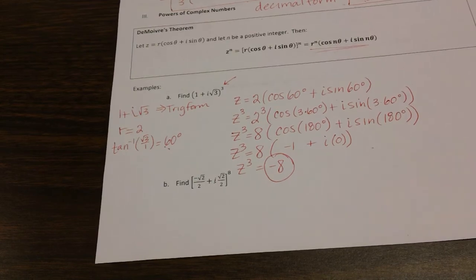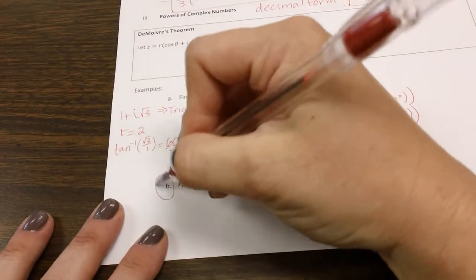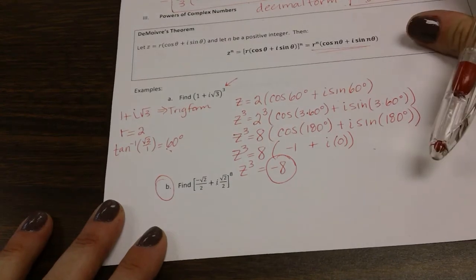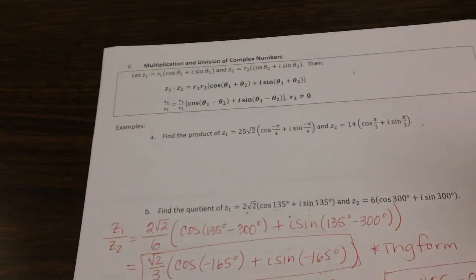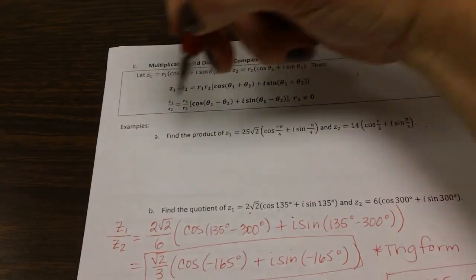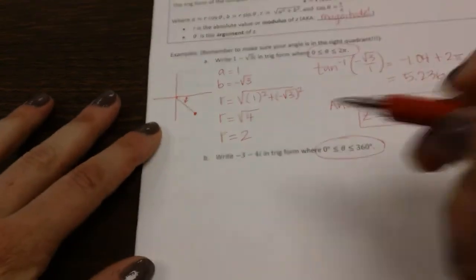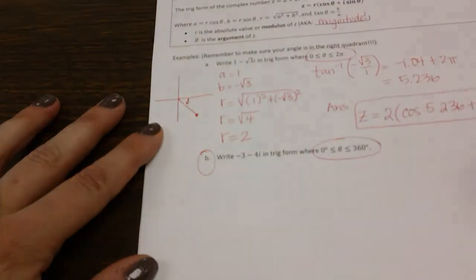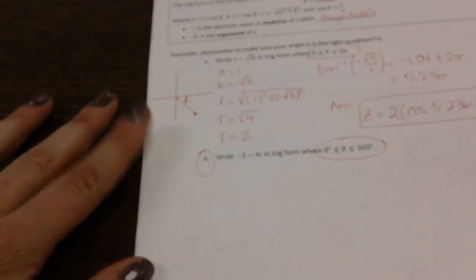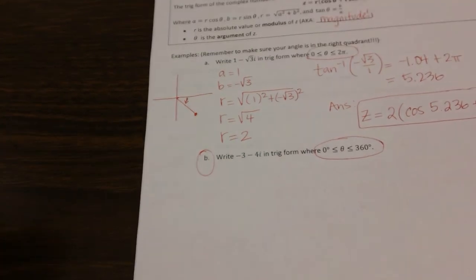Okay, so tonight you need to do B. You also need to go back and we need to do the product of z1 and z2 up here in example A. And then on the previous page, you need to do example B from converting, okay? So you have 3 problems that we're going to look for tomorrow in your notes.